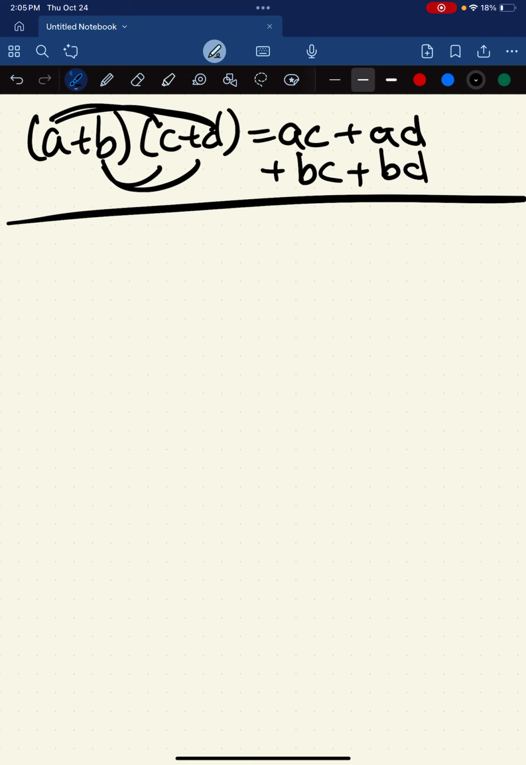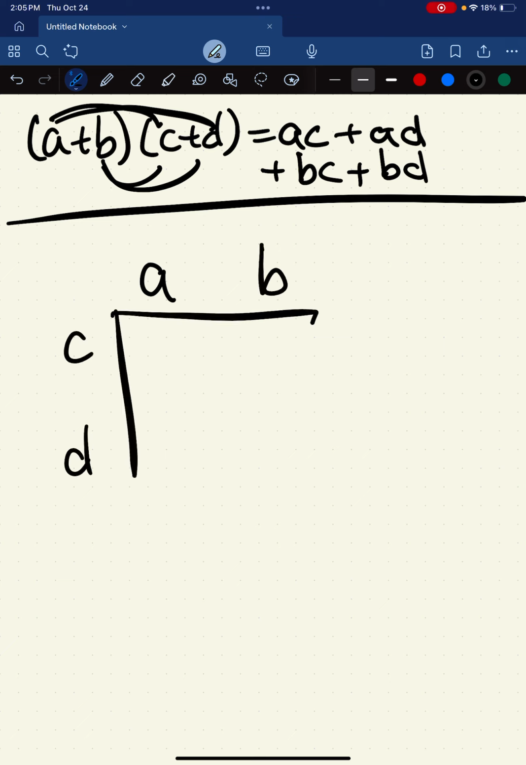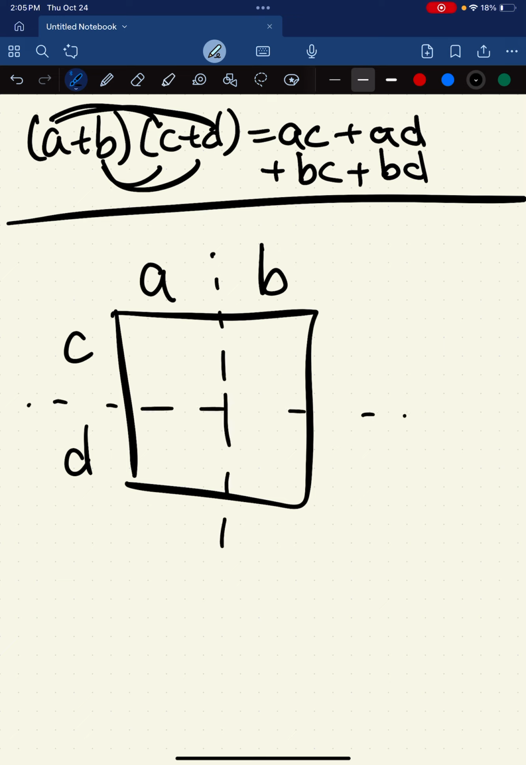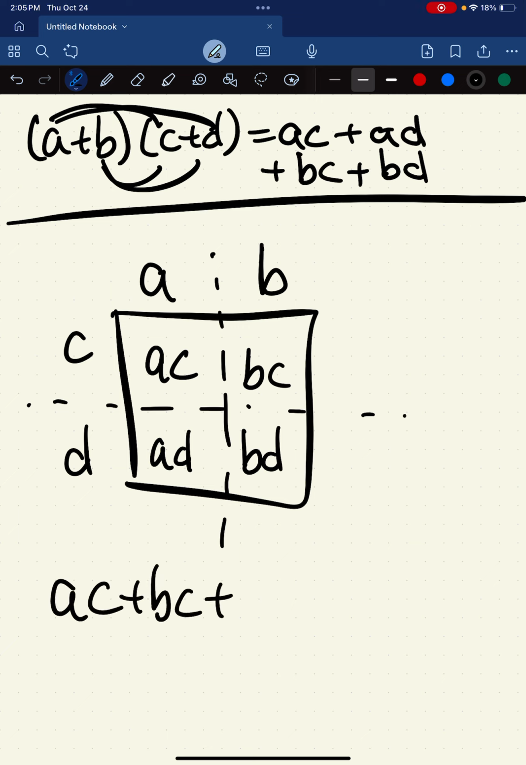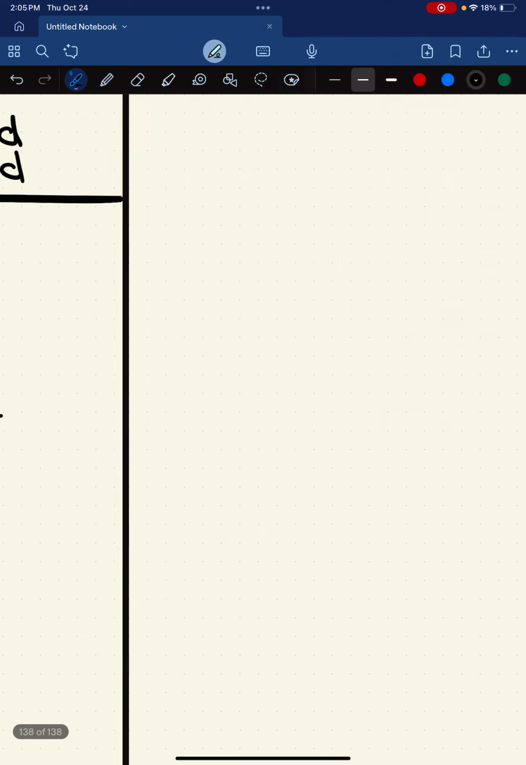That's FOIL. There are other ways. I'll show you another way. You can think of it as a box, A, B, C, D. Really, it works the same way as a times table. A times C is AC, B times C is BC, A times D is AD, B times D is BD. So then you just read them off. AC plus BC plus AD plus BD. You'll see they're the exact same terms. Different order, but same terms.